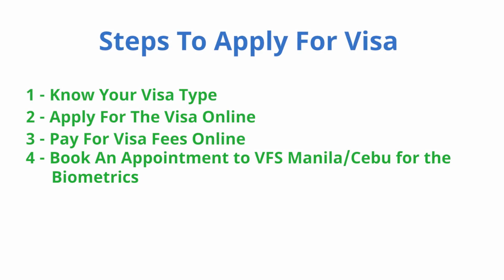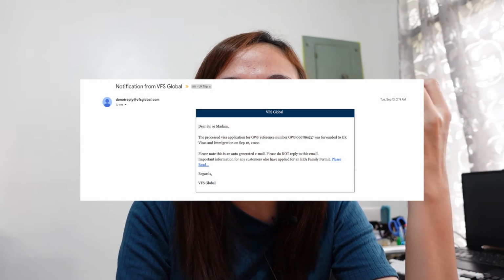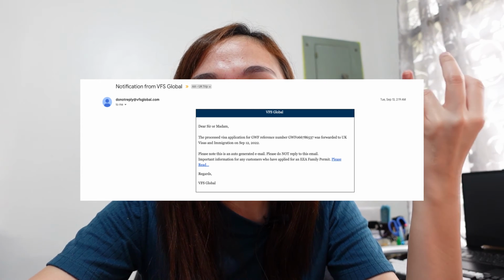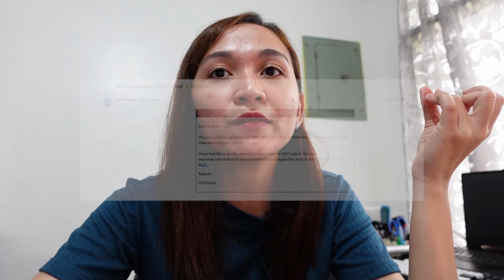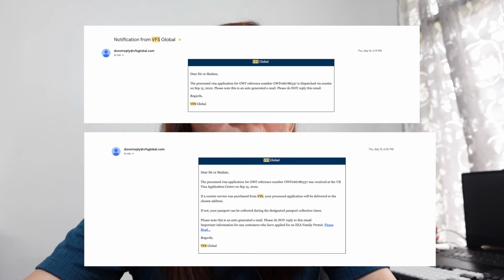So they will be texting you and they will be emailing you. So I received 3 emails. So di ba September 12 for the biometrics and then September 13 I received an email saying that they will be forwarding the application to UK Visa and Immigration. And then parang September 15, I received 2 emails again saying that the visa application has been dispatched already. And then I think after 4 or 5 days, mga September 21, we received the passport.